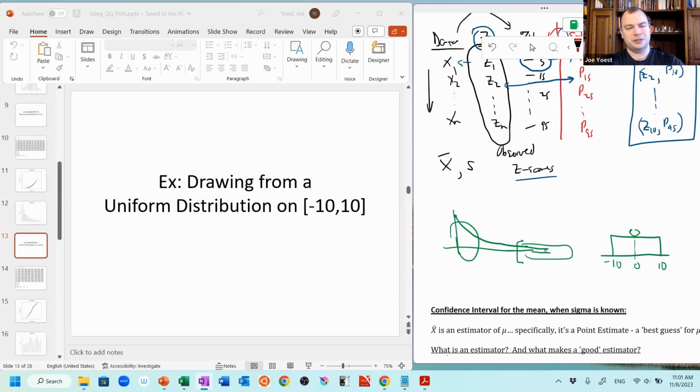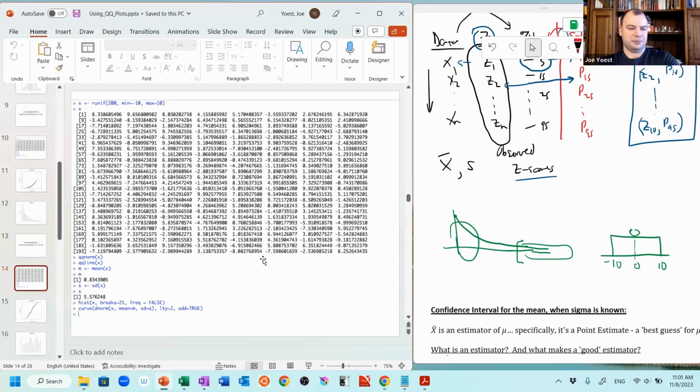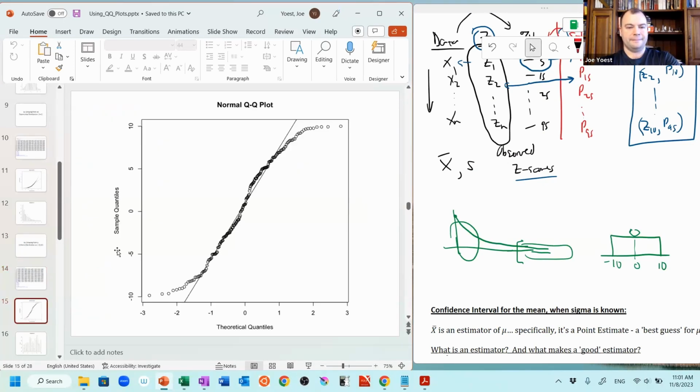It doesn't really break the symmetry, but what would it look like when the tails and the center don't match up correctly? Again, I'm going to take a sample of size 200 from a uniform distribution going from -10 to 10. This is the random sample that R cranks out for me, and I compute the QQ plot and the histogram. Because of the symmetry, I actually see pretty nice adherence to the theoretically optimal line in the middle here.